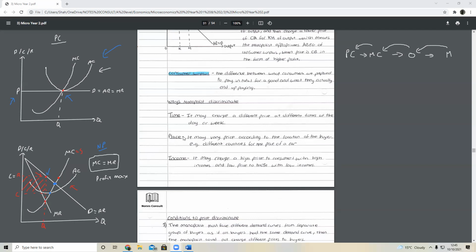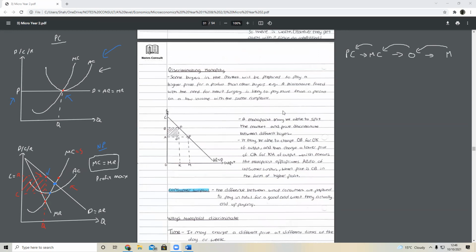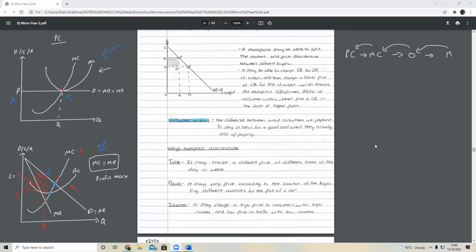Okay. Place, so it may vary price according to the location of the buyer. For example, in different countries, there are different prices of cars. So maybe in a richer country, a monopolist might charge higher. In a less rich country, maybe a developing country, prices of cars may be lower. Income, so you may charge a higher price to consumers with high incomes and a low price to those with low incomes. So maybe like what we just saw, someone demanding heart surgery.